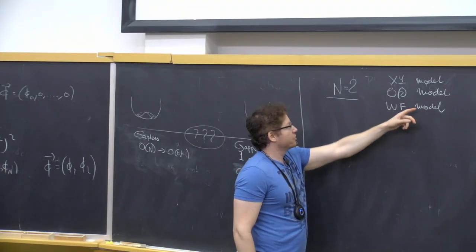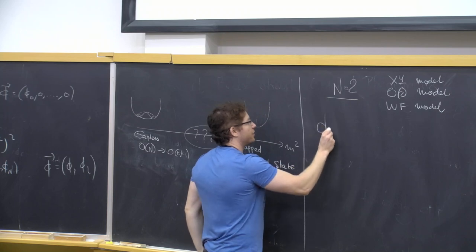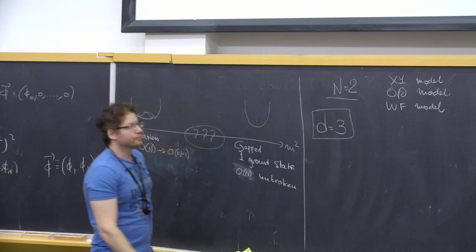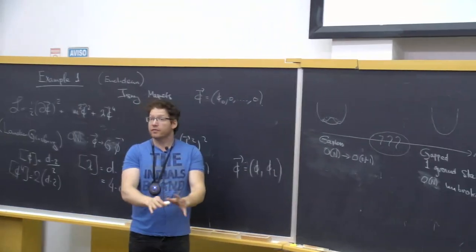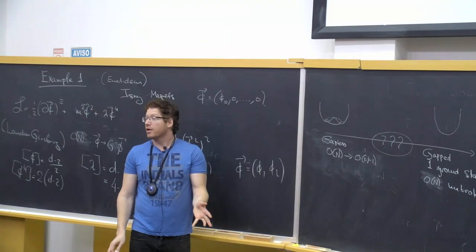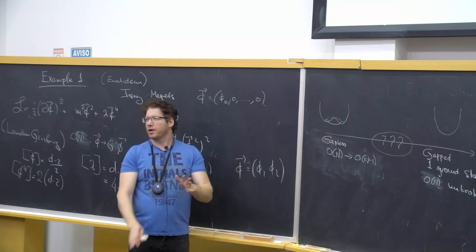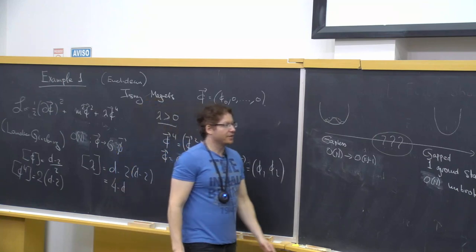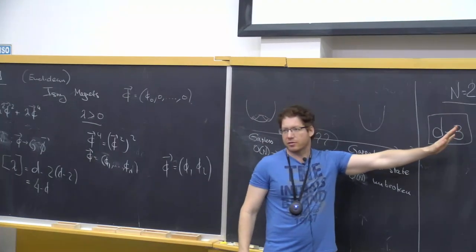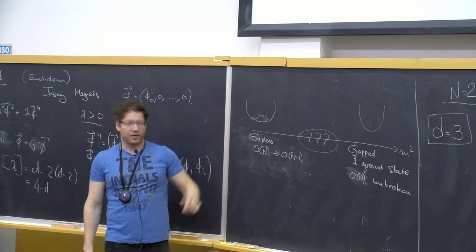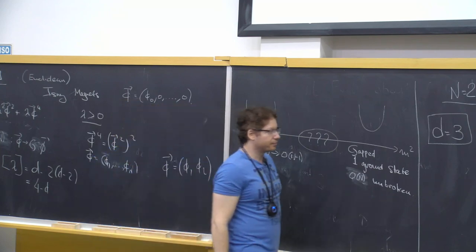Then there is the Wilson-Fisher model. And the case that we'll be mostly interested in is D equals 3, where this is the theory of superfluids. The miracles that I'm going to tell you about are all particular to D equals 3. They do not extend to D equals 3.1 or 3.99. They are D equals 3 miracles. They do not hold in two dimensions, at least not as strictly D equals 3 miracles.